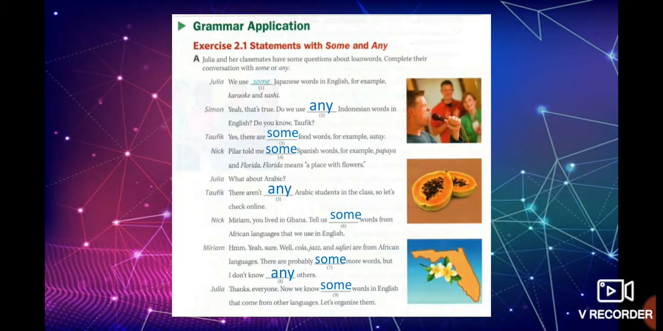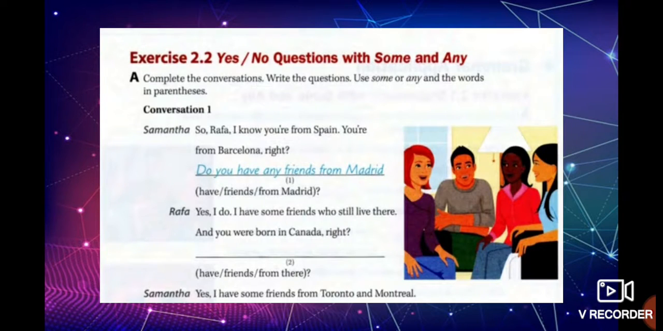Let's organize them. These are the answers. Number two is any. Number three, some. Number four, some. Number five, any. Number six, some. Number seven, some. Number eight, any. And number nine, some. Check your answers. If you are correct, that's good. If you have some mistakes, you can check them and correct them. Let's continue.